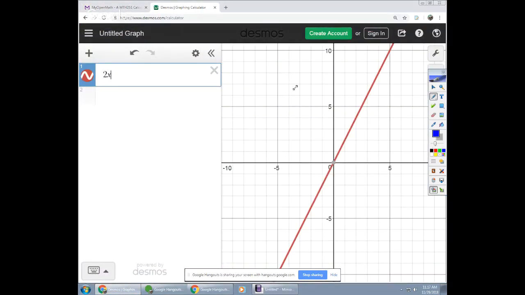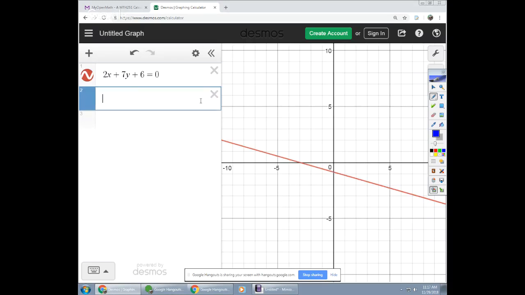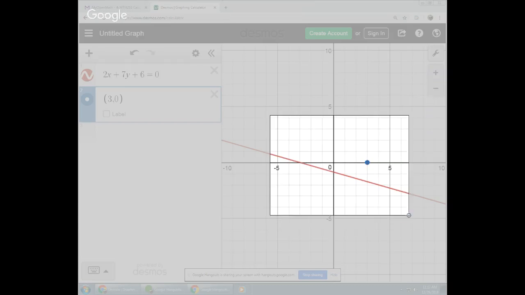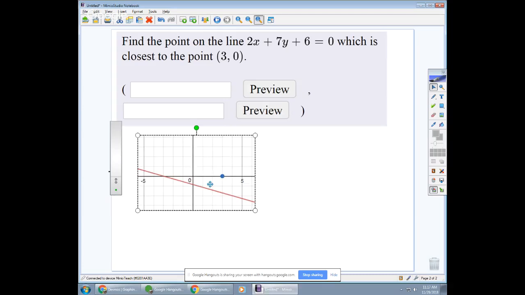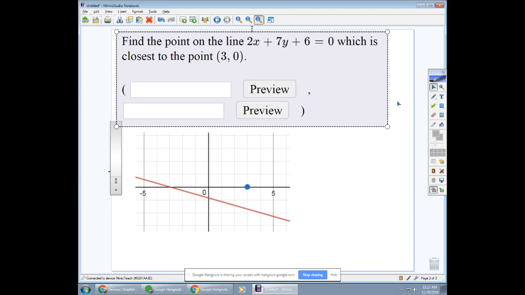So 2x plus 7y plus 6 equals 0. Did I type that right? 2x plus 7y plus 6 equals 0. Yes, I did. And then I want the point (3, 0), which is right there. Okay, so let me screenshot that to draw on. Let's get that much of it and blow it up. Okay, so find the point on the line that is closest.